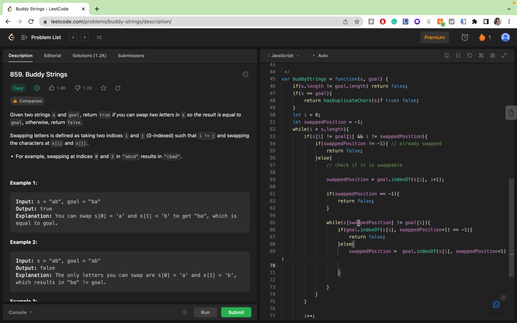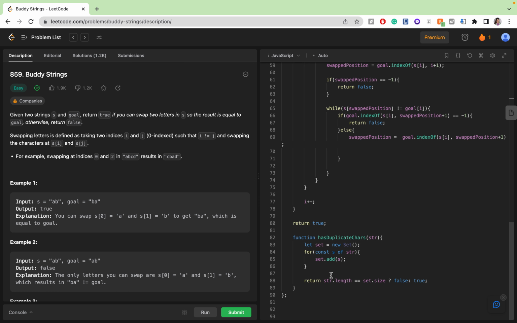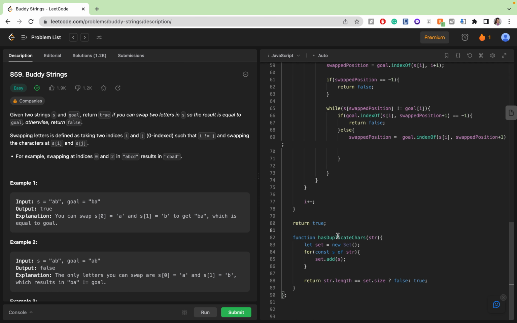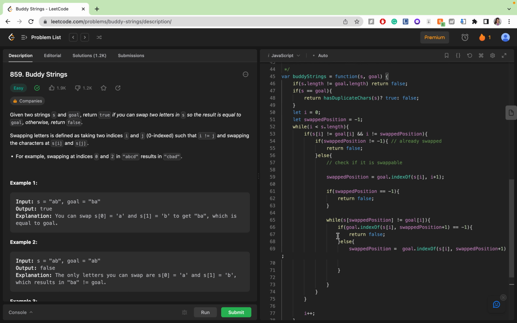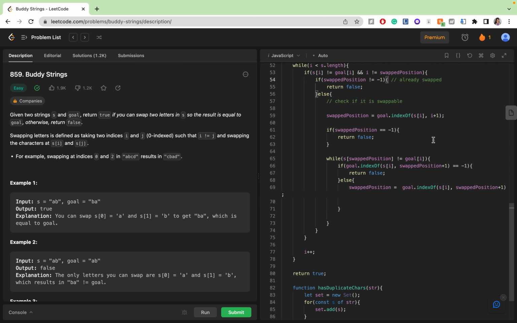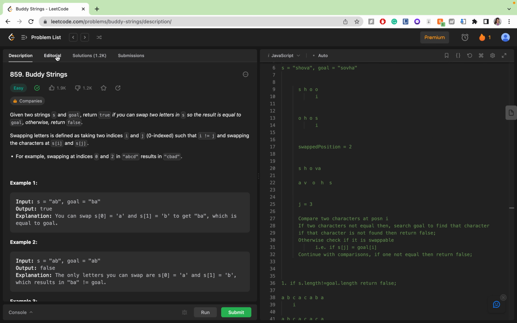This was too complicated actually, this solution. How can I make the solution better? Because I'm using set here. Even if it is, I'm only checking if it is not equal, then if I can swap it or not. Let's see the solution.